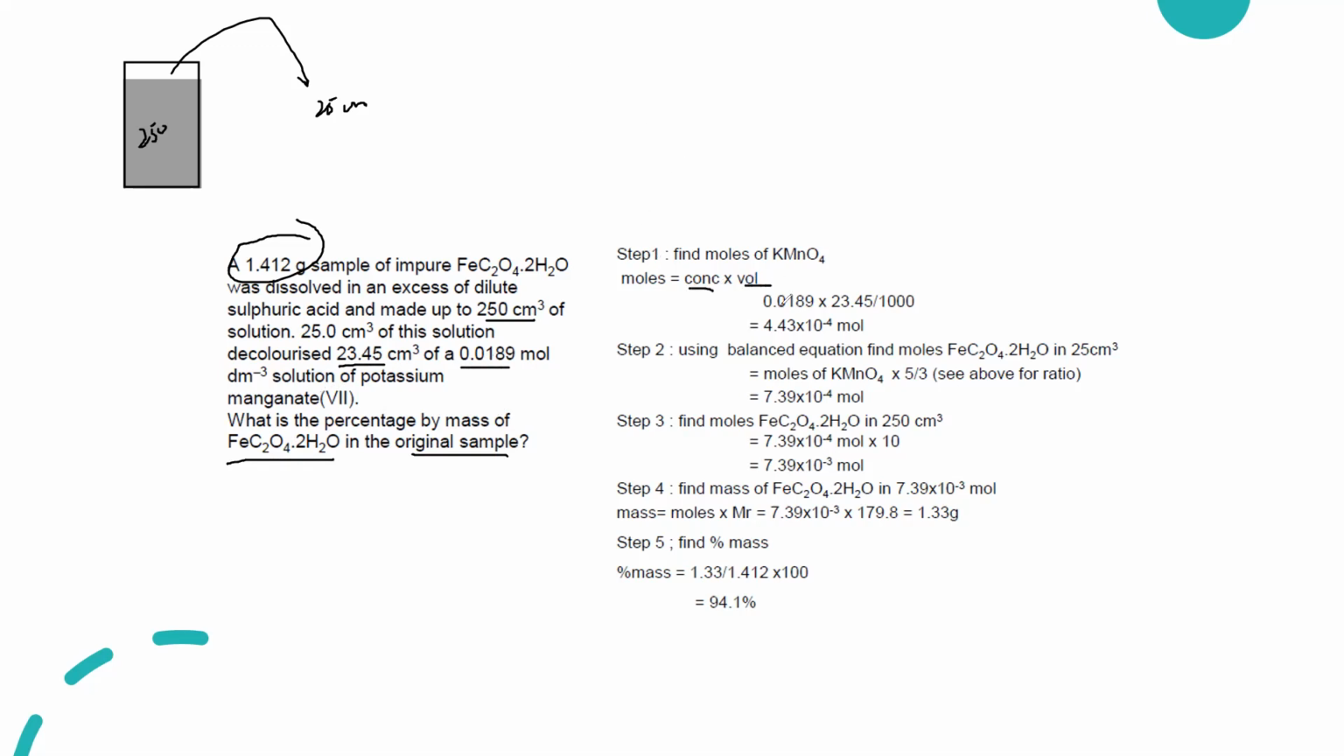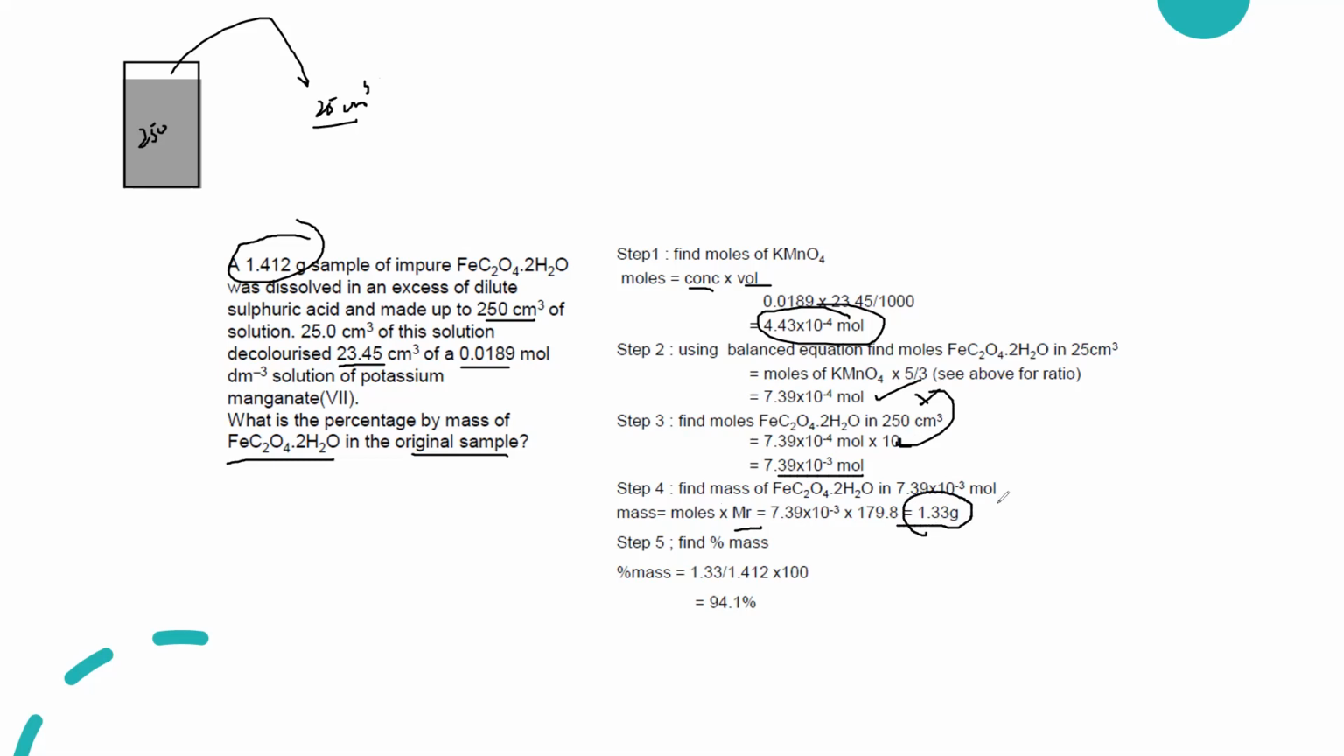So first, concentration times volume will give the moles of potassium manganate. Using the moles of potassium manganate and the ratio we worked out previously, which is 3:5, we can work out the moles of iron(II) ethanedioate. But that is the moles in 25 cm³. To get to 250, it should be multiplied by 10. And then after getting the moles, multiply by molar mass, and you will get the mass in grams.